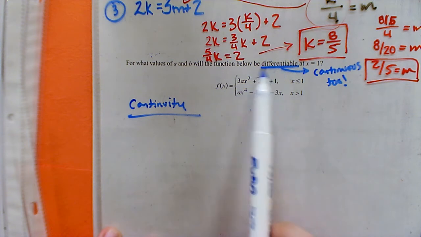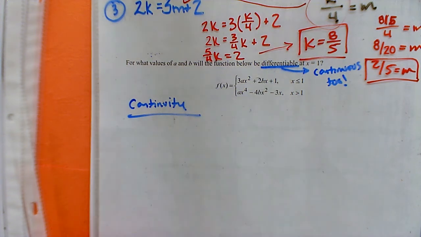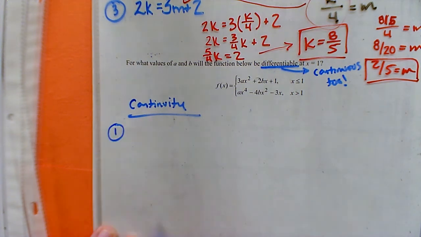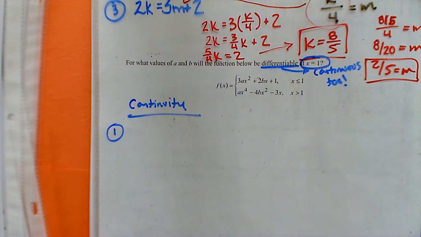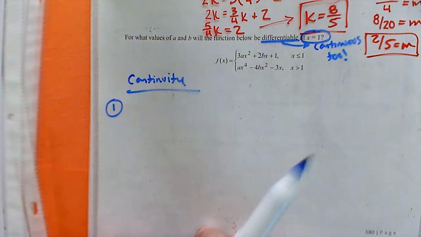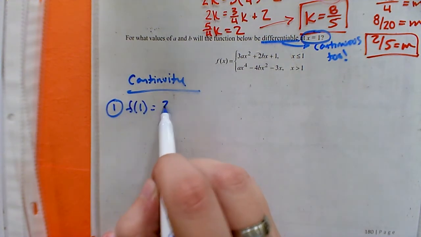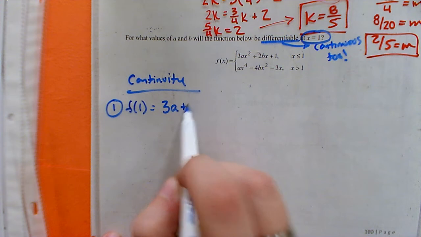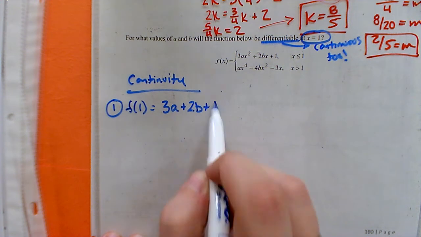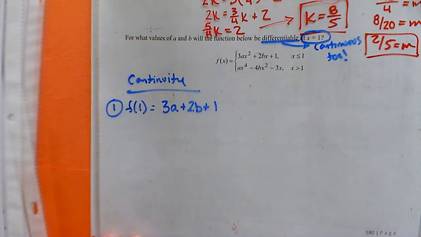We need it to be continuous in order for it to be differentiable. And it looks like we're checking out the x location of 1. If you were to plug in 1, which equation would you use? The first one. We're going to plug it in for all the x's. So we'd have 3a plus 2b plus 1.